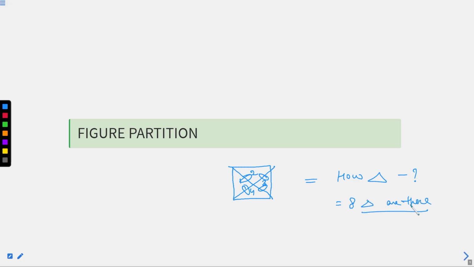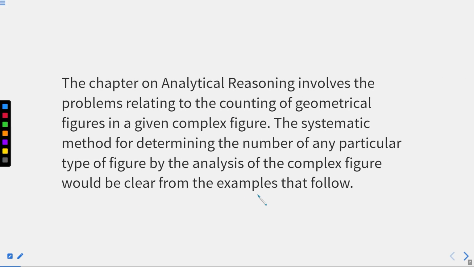This is how we are going to deal with this particular chapter, right? In this, we are finding the number of figures formed after partition of a particular figure or shape. Now, before we start this chapter, I would like you to read these instructions. These instructions will help you to understand what we are going to do in this particular chapter, right?